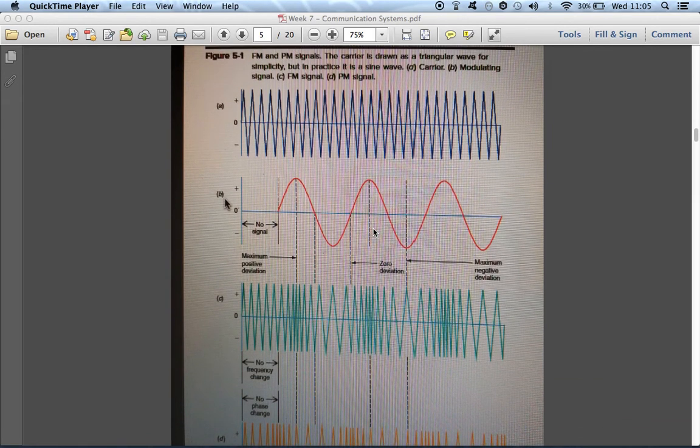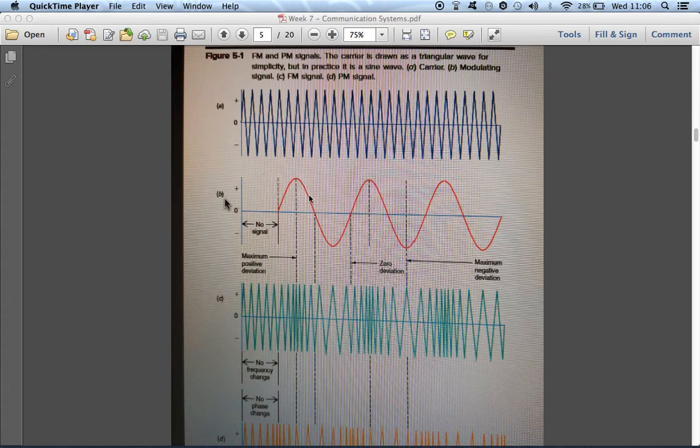Here we have a diagrammatic description of frequency modulation. We can see over here, this is the information modulating signal, and this is the high frequency carrier signal. We can see that these two signals are being applied at the input of the modulator, and on the output of the frequency modulator we have this kind of signal. As the amplitude of the information signal increases, the frequency of the modulated signal increases.